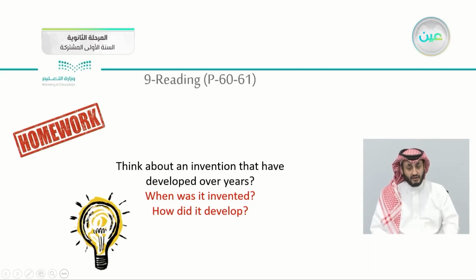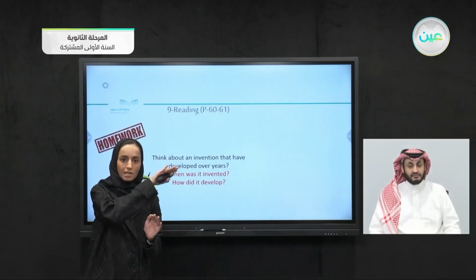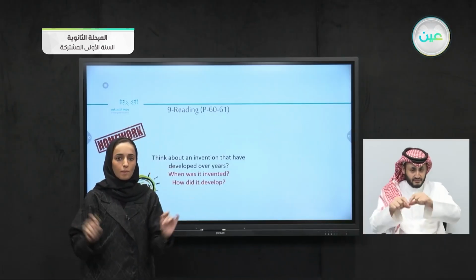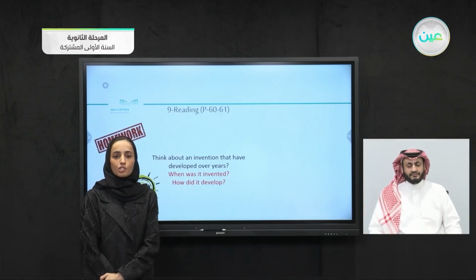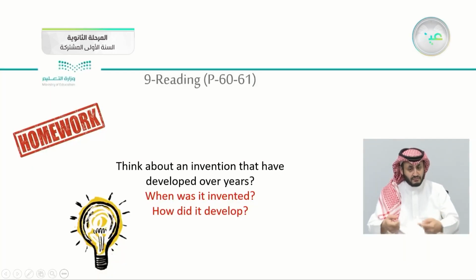Okay, for your homework, I want you to think about an invention. We have talked about the invention of credit card, and we have put it in a timeline, 1949 until today. Think about any invention. The car would be a good example. Think about an invention that has developed over years, from the past until today. Mention when it was invented, the beginning, and how it developed over years until today.